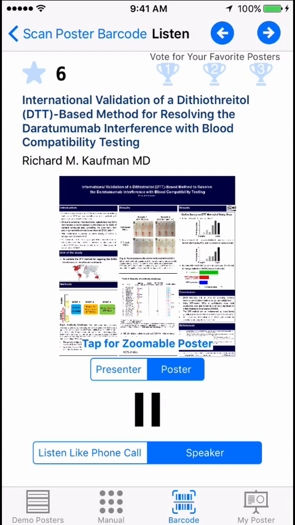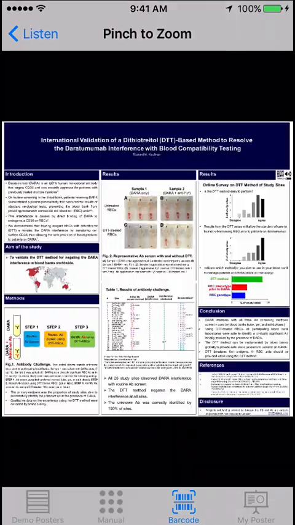We developed a DTT-based method to eliminate the DARA interference, and we hypothesized that this method could be generalized for use by blood banks worldwide. We performed a send-around validation study to determine the proportion of blood banks that could identify an unknown alloantibody in the presence of DARA using the DTT method.